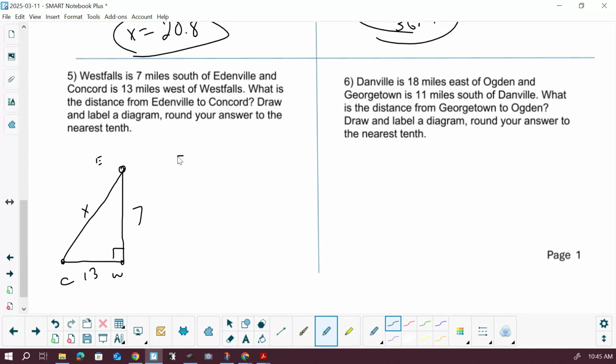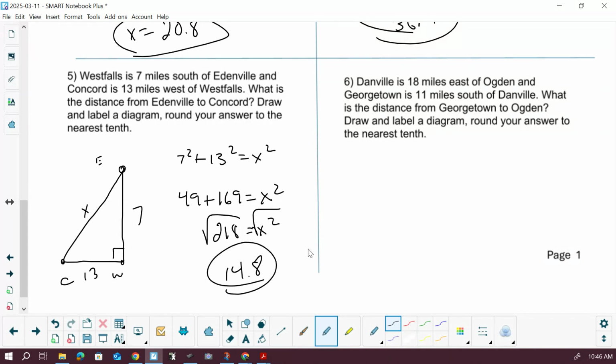Find this. So 7 squared plus 13 squared equals x squared. 7 squared is 49. 13 squared is 169. So we got 49 plus 169 equals x squared. These are added together. We get 218. Take the square root of both sides. The square root of 218 is 14.76, which would be 14.8.